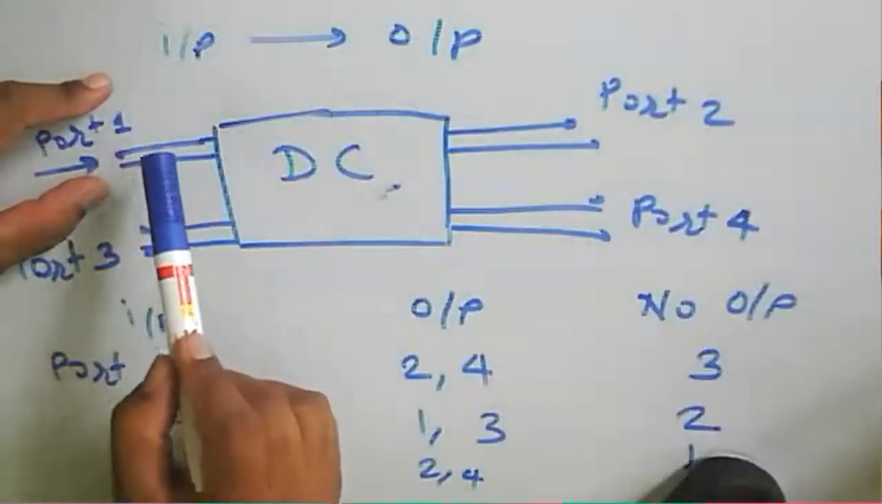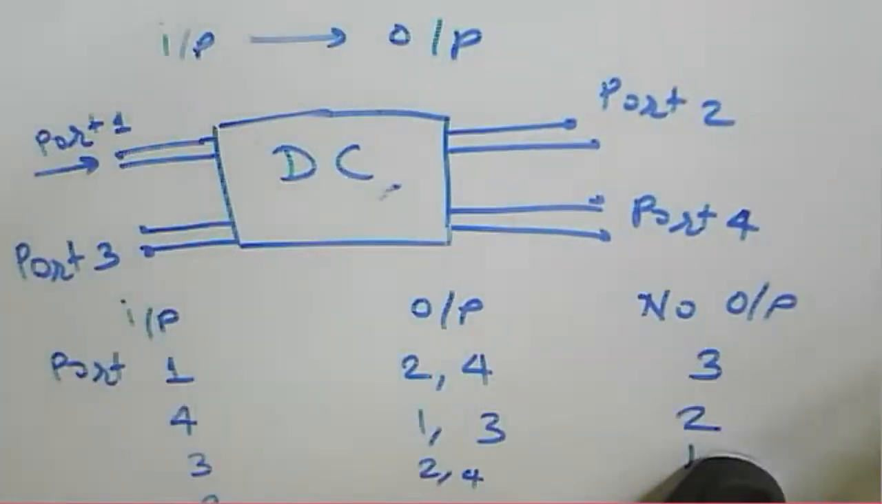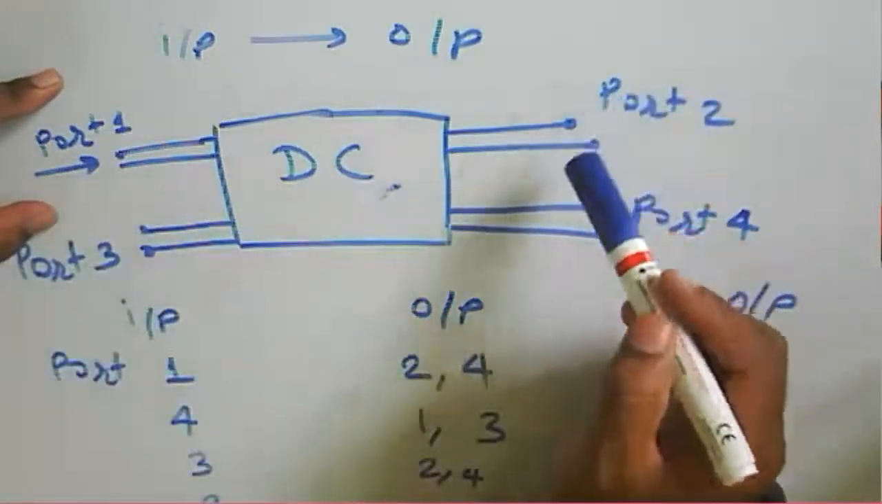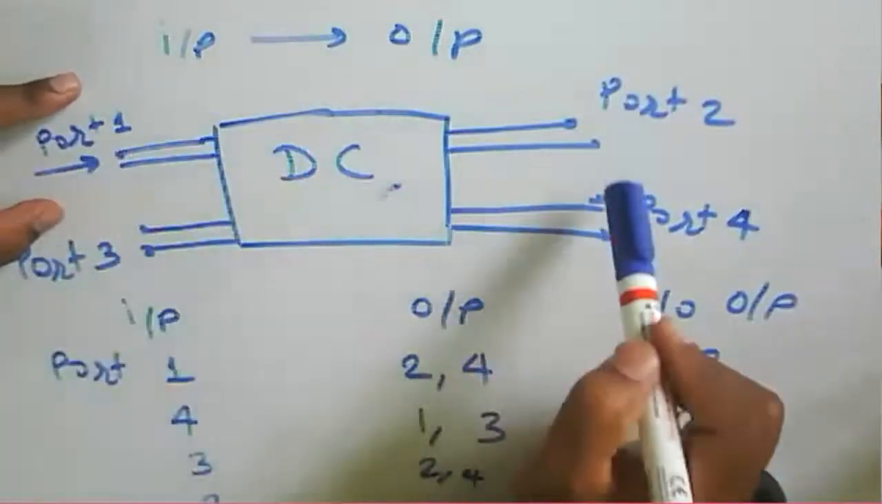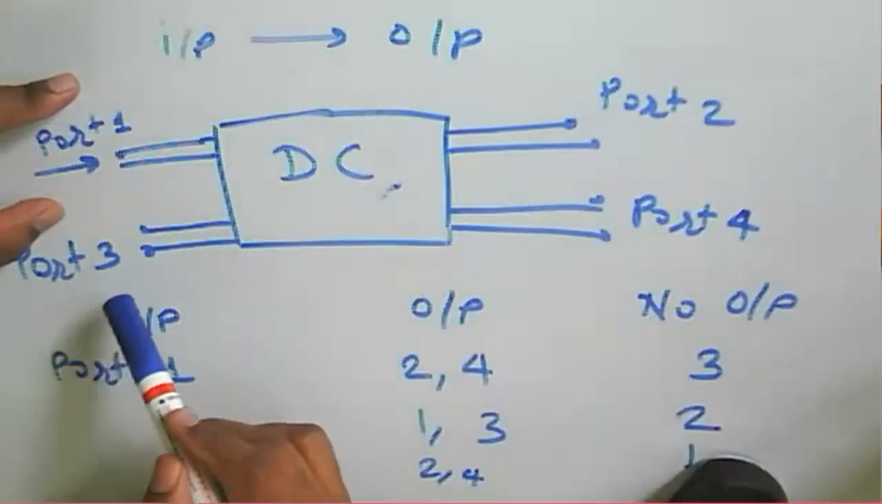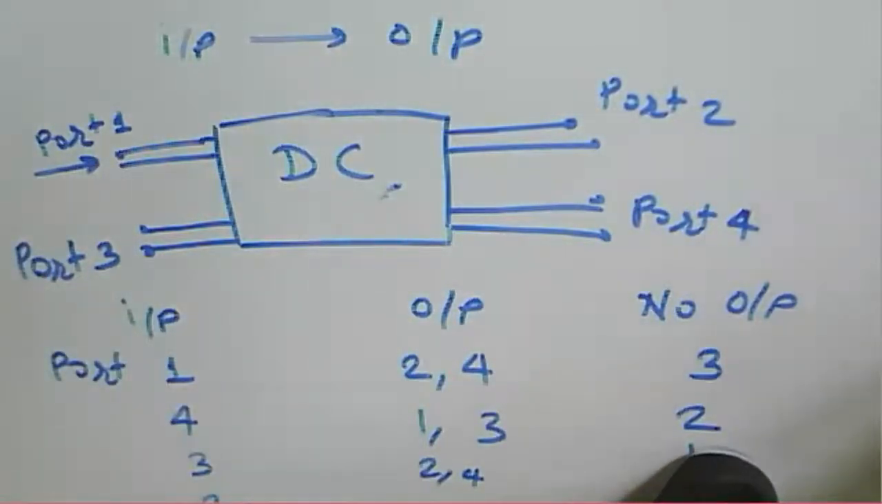So remember port 1, port 2, port 3 and port 4. Suppose we say one port is the incident port, the input, and then we get the output at the coupling ports. This one is the incident port, meaning the input port. Port 2 and port 4 in that case will be coupling ports, and no power will be coupled at port 3. So what is the coupling factor, or the coupling coefficient?